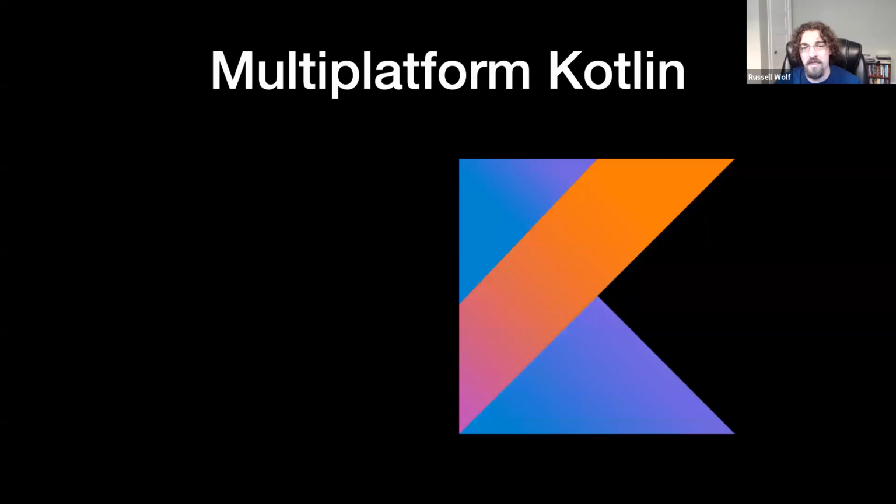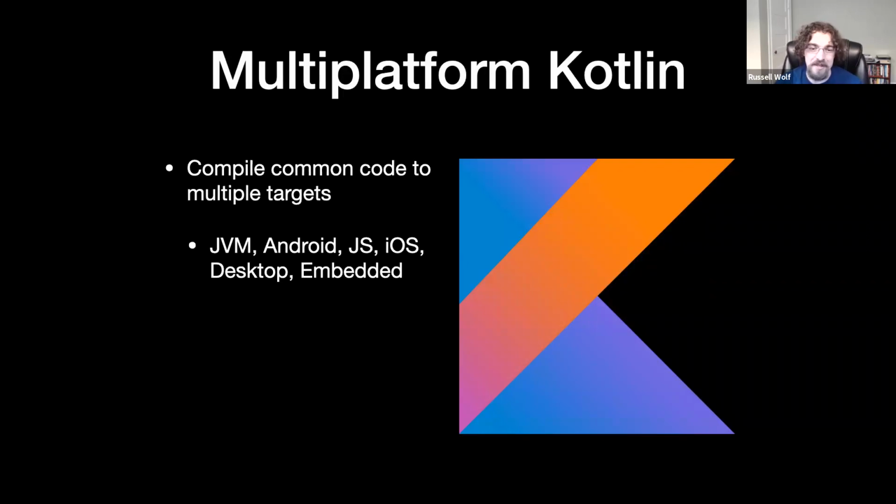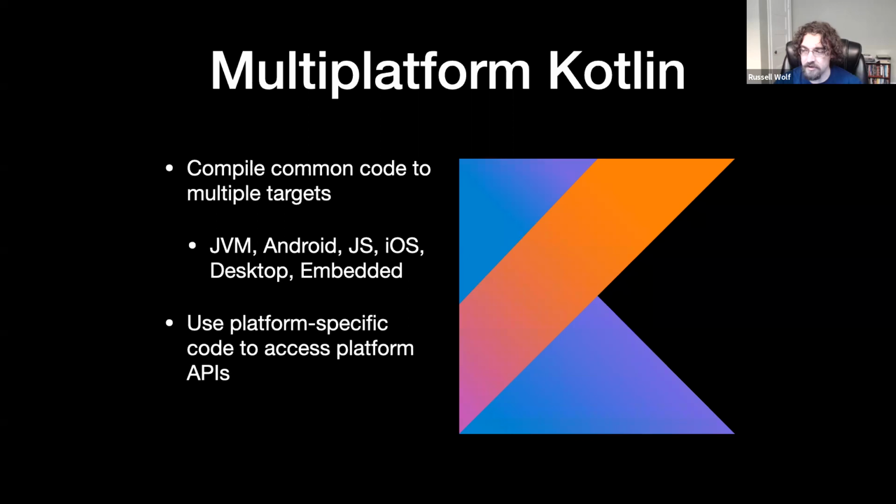Multi-platform Kotlin is a language feature that enables you to share parts of your code to different platforms and have them run in different environments. So there's a concept of common code, which can be built for multiple targets. That might be JVM or Android, JavaScript, iOS, or other native desktop or embedded systems. And then there is platform-specific code, which can talk to those individual platform-specific APIs. So just like Kotlin on the JVM can talk to Java stuff, Kotlin on iOS can talk to iOS system APIs. As of Kotlin 1.4 last month, multi-platform Kotlin is officially graduated from experimental status to alpha status. So you should start using it, right?